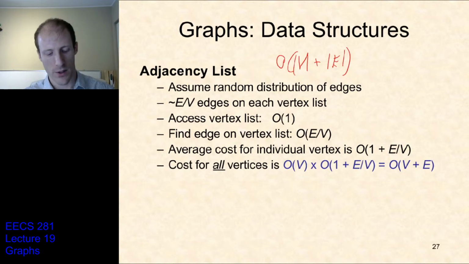So then if we want to access every edge using the adjacency list representation, that's going to cost on the order of V times (1 plus E over V), or we can do this multiplication and end up with on the order of V plus E to look at every edge in the graph.